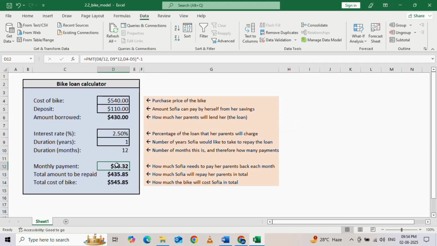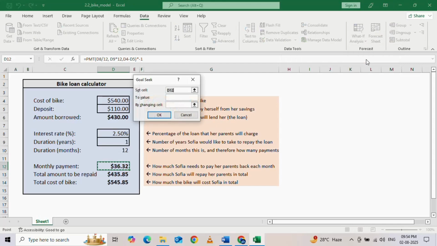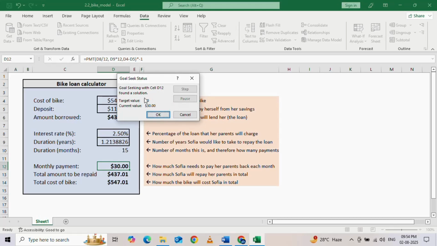First select that cell. Okay, then go to the Data tab, move to the Forecast group, and here just click on the What-If Analysis drop down and select the Goal Seek tool. Our goal is present in this cell. That address is automatically taken, and the goal value is $30. Then in which cell can we make the changes? They were telling to change the duration. Just select that cell, it will take the reference automatically, and just click on OK. This is the target value and this is the current value, and just click on OK.